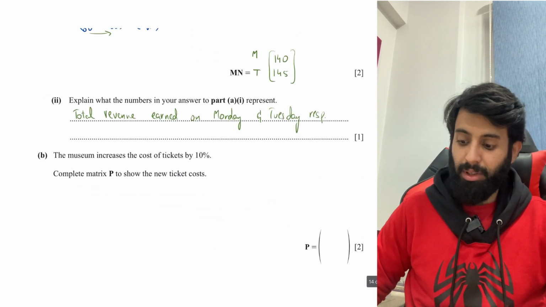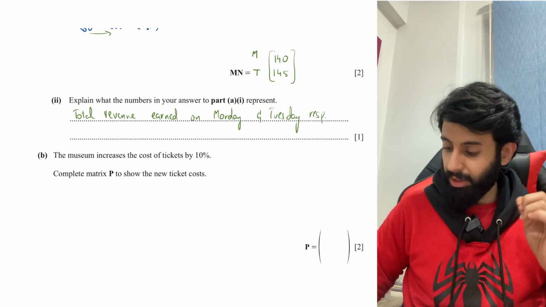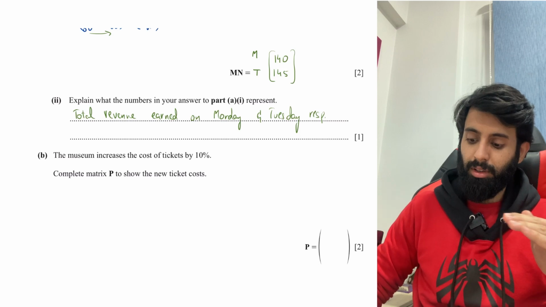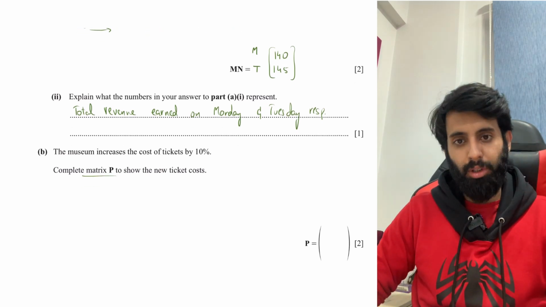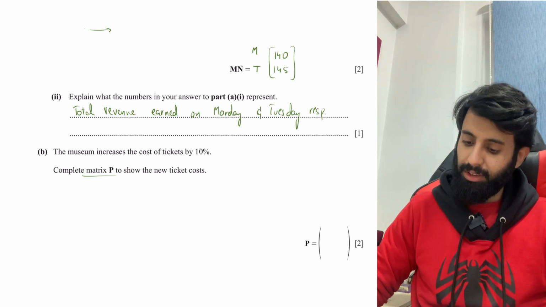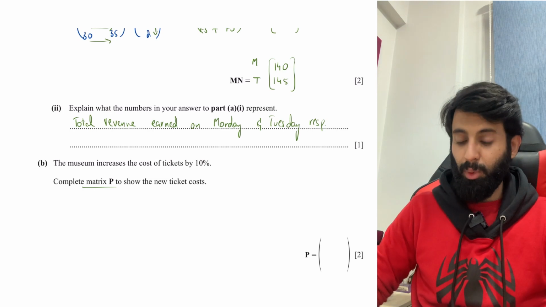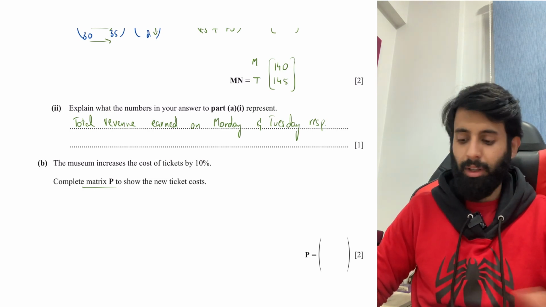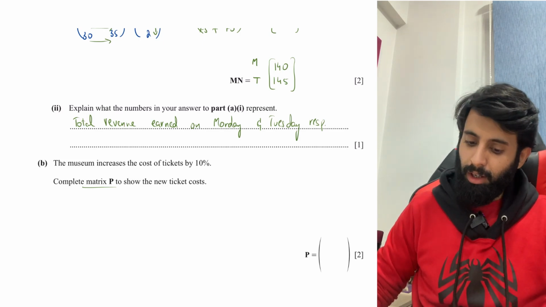Then it says the museum increases the cost of the tickets by 10%. Complete matrix P to show the new ticket cost. So you just need to show the costs. Now if you're increasing the price by 10%, that means now it's up to 110% of the original. Why? Because you have the original 100% and then you have 10% more of it.